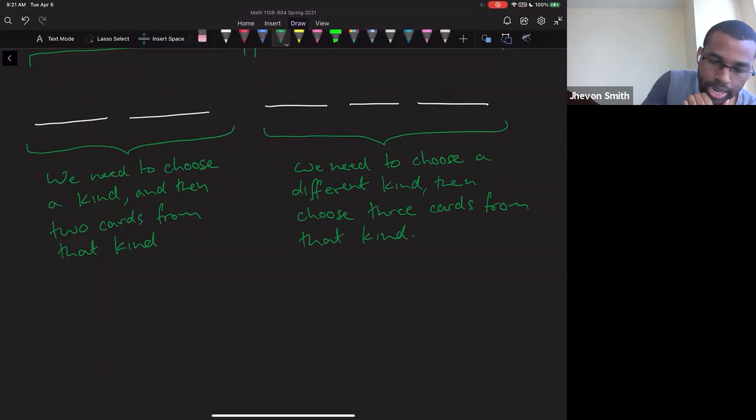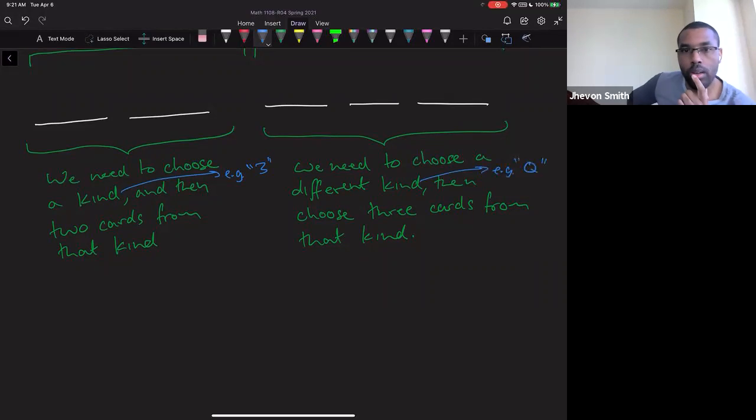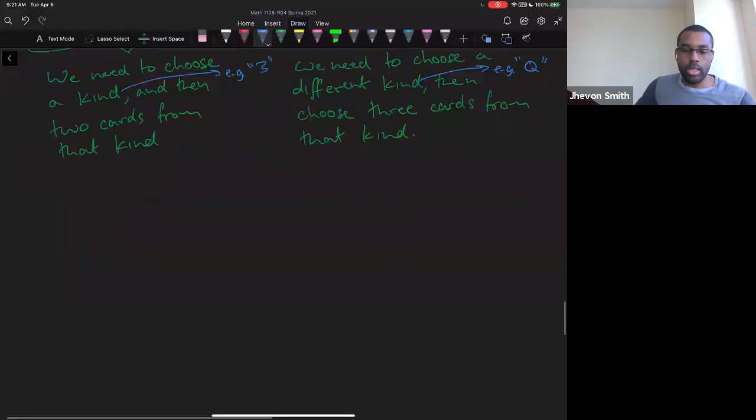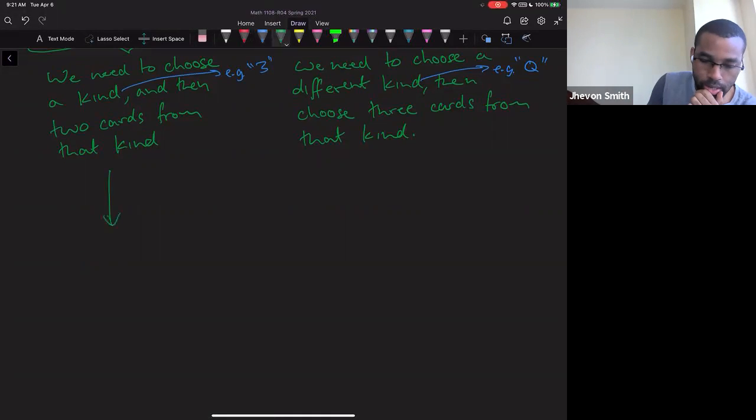Right? So a kind here, example three. And then a kind here, example queen. Now a three, there are four types of threes. I need two of them, right? You have the three of clubs, hearts, diamonds, spades. Same thing with queens. And I need to choose three of those, right? So let's do that.